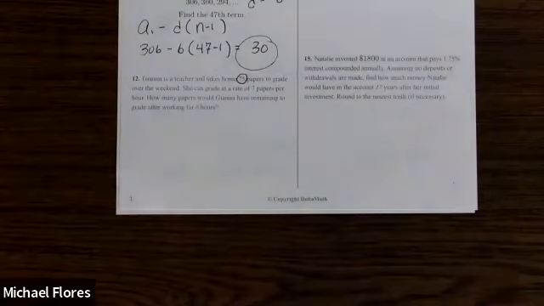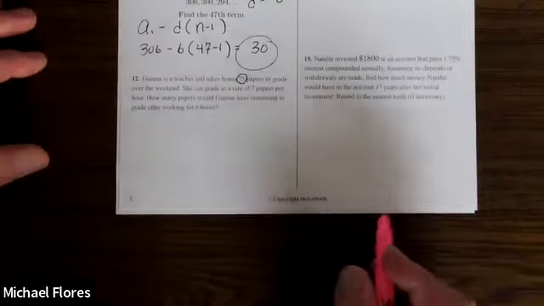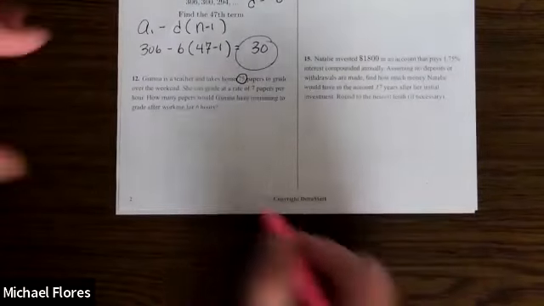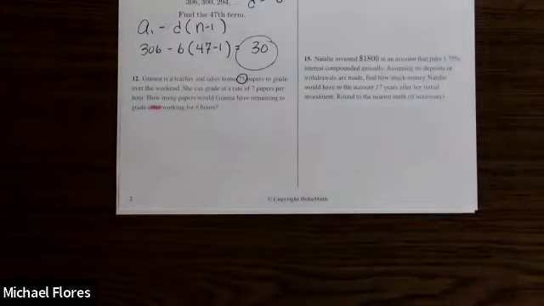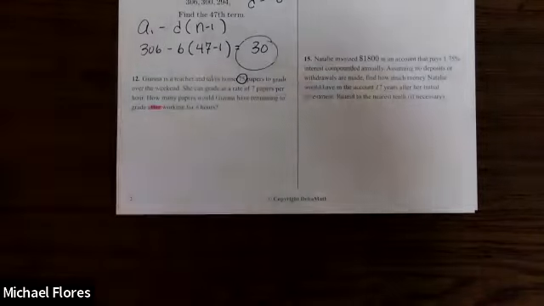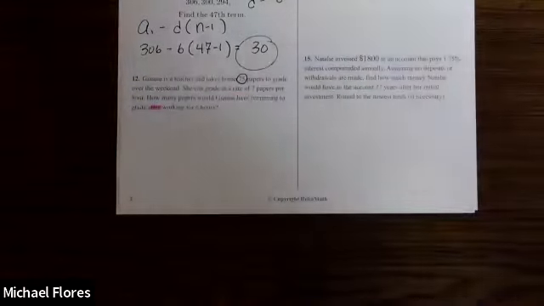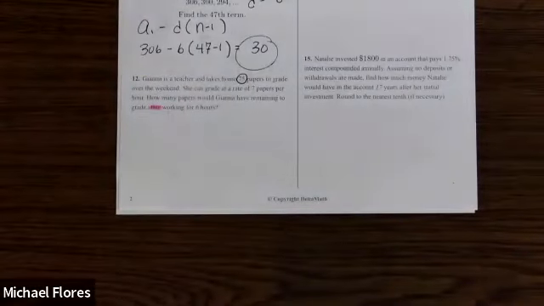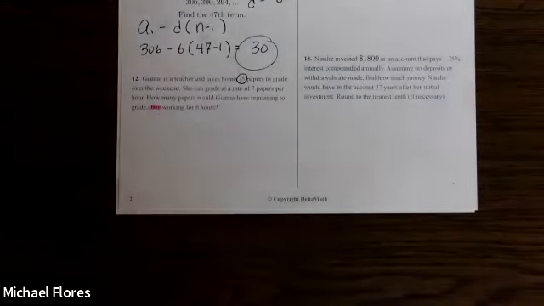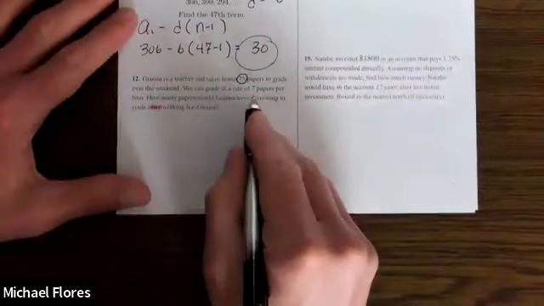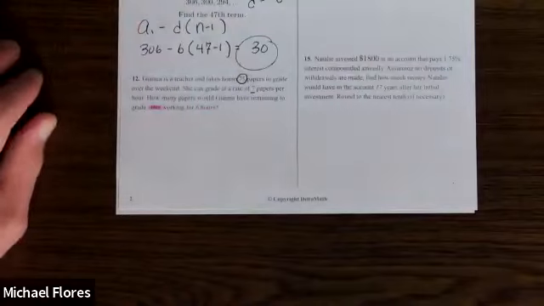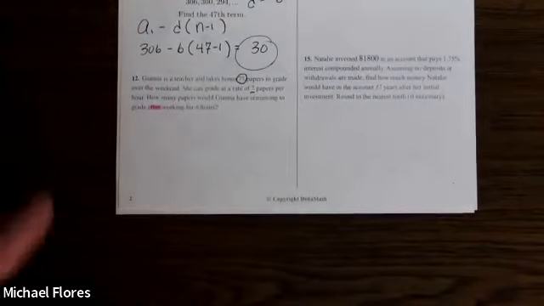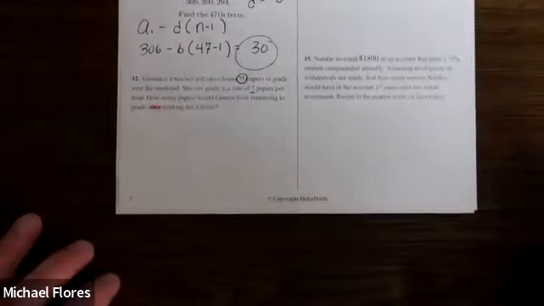And I'm going to point out a key word here. They want to know how many papers are going to be left to grade after working. That key word there lets you know you don't want to start with the initial amount. You want to start with the amount after the first hour. So take 75 and subtract 7 from it, because that's how many papers they can grade in 1 hour. And that would give us 68.